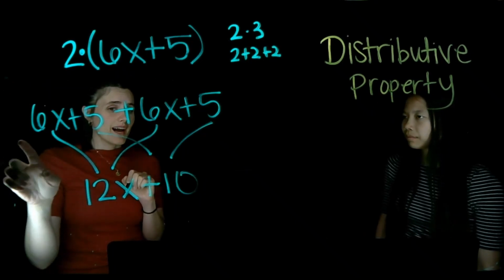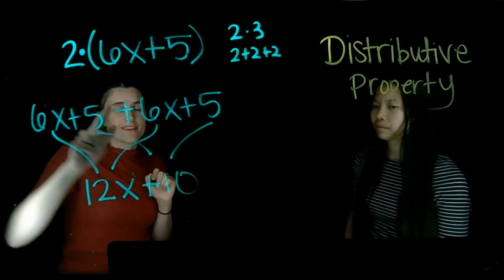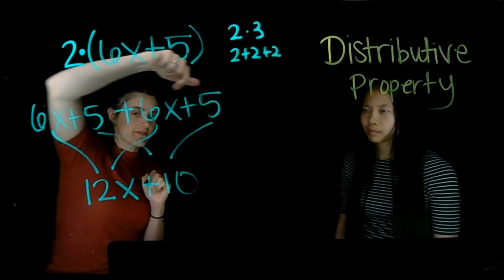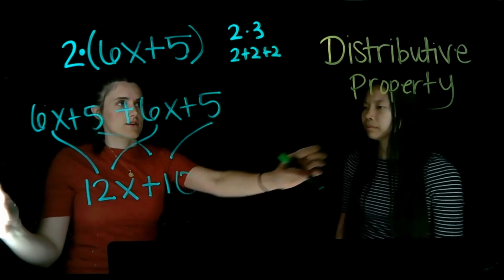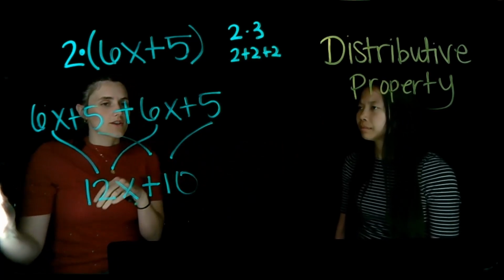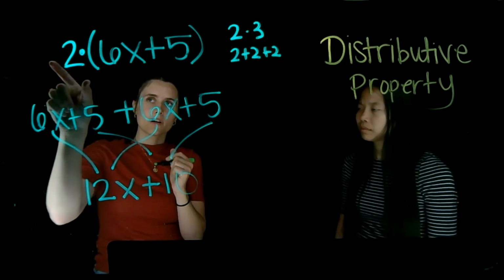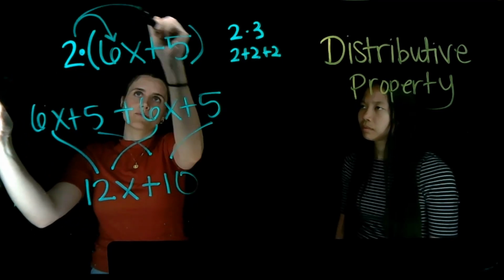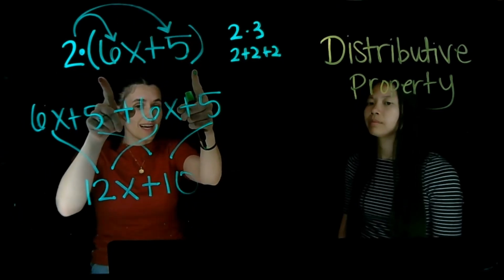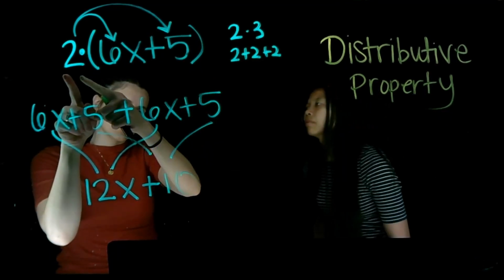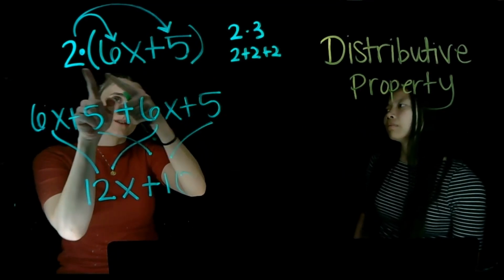But if we don't want to have to rewrite this out, if this was like a 10 right here, we don't want to have to rewrite this 10 different times. There is a shortcut, and it's called the distributive property. How the distributive property works is we're going to take this 2 and distribute it into each piece of this parentheses. Because what's happening is it's saying 2 times this whole quantity. So we're saying it's 2 times 6x and also 2 times 5.